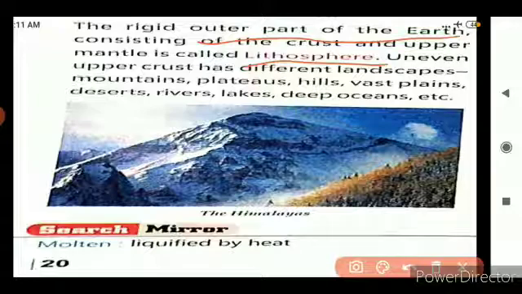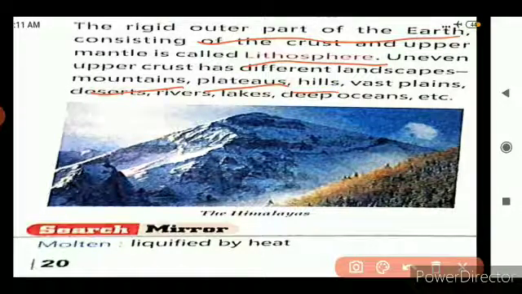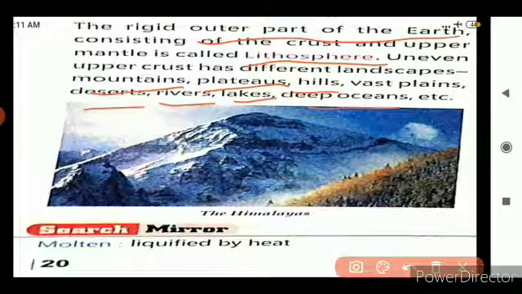Yes, good children. What are all the examples? I can hear your voice. Mountains, plateaus, hills, deserts, rivers, lakes and deep oceans. Okay children, the uneven upper crust has different landscapes. Mountains, plateaus, hills, plains, it is uneven. The landforms are uneven.